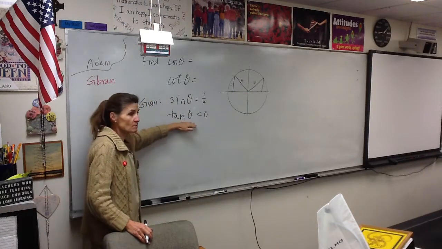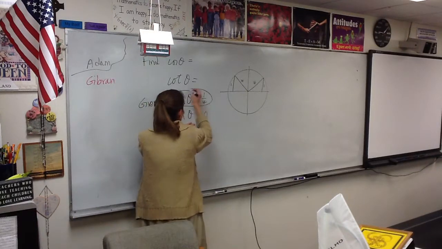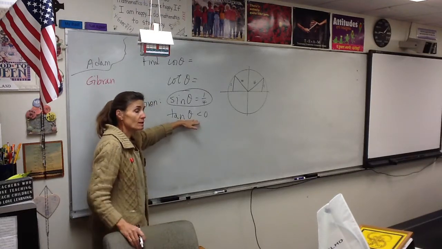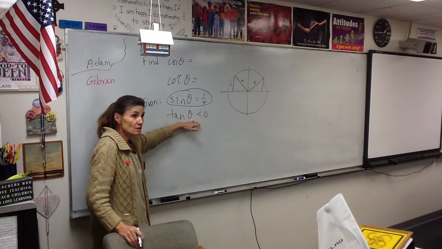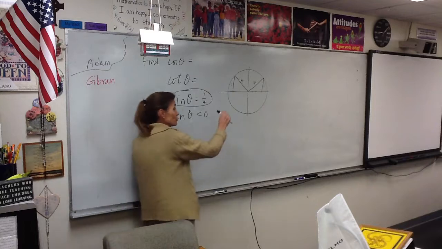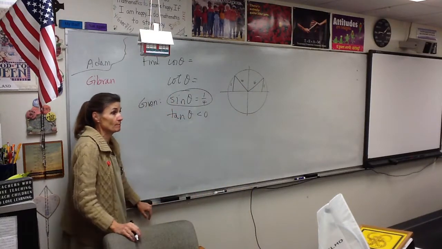Okay, well, which one is it? Well, that's where you need this piece of information. I've drawn this. Now I need this. What does this say? The tangent is negative. All right, where does that happen? These are your 2 options. Which one of these is going to have a negative tangent?